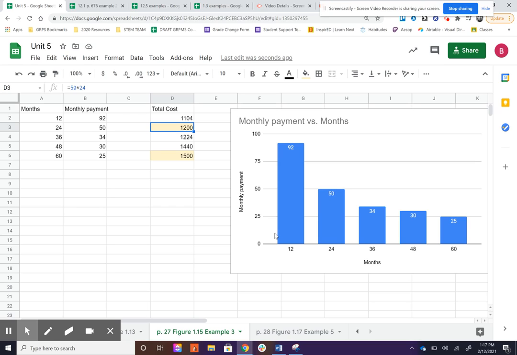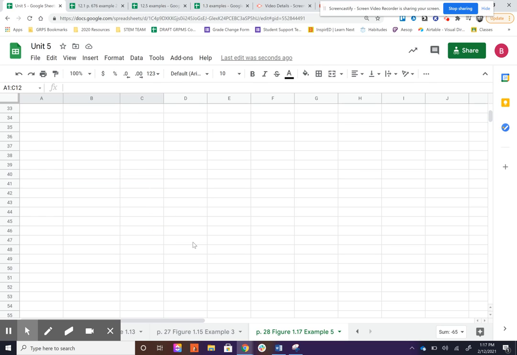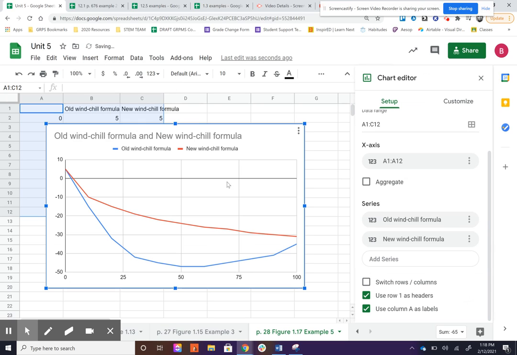Okay, one last example, page 28, and we're going to look at example 5. Okay, so I put in estimated data. So this isn't exact, but this is an estimate of what the visual we see is. So let's make a line graph out of this. Okay, so this should look really similar to what we have here. And what this shows is the new wind chill temperatures and old wind chill temperatures for different wind speeds.